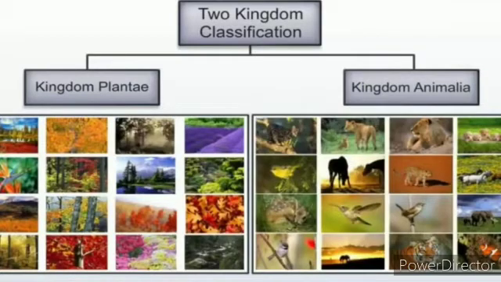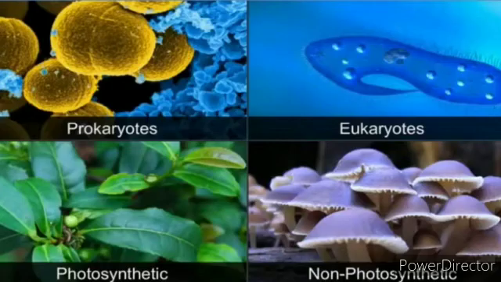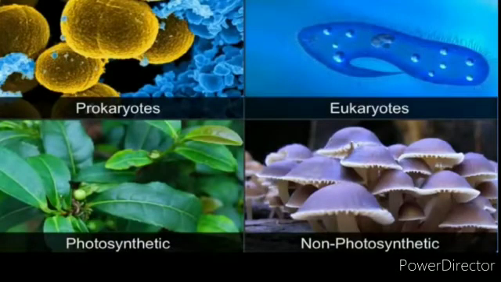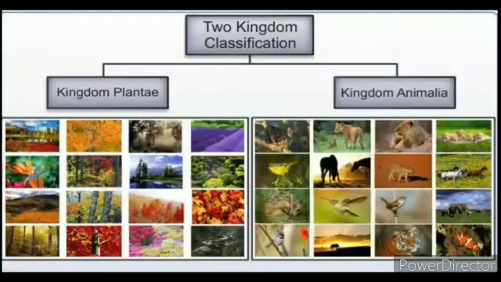This system was used till very recently. This system did not distinguish between eukaryotes and prokaryotes, unicellular and multicellular organisms, photosynthetic and non-photosynthetic organisms. Classification of organisms into plants and animals was easily done and was easy to understand, but a large number of organisms did not fall into either category. Hence, the two kingdom classification used for a long time was found inadequate.